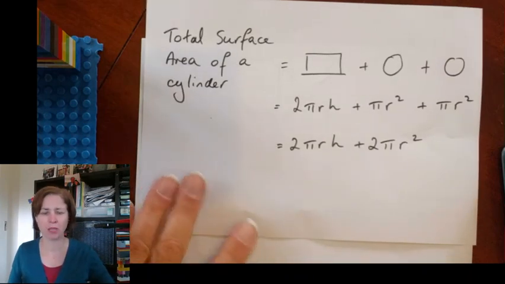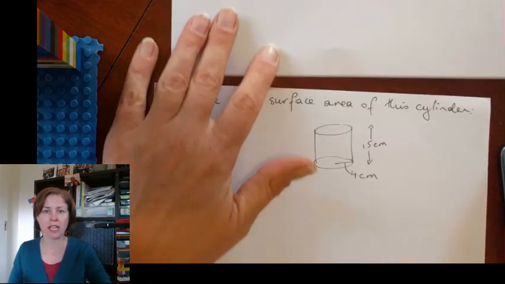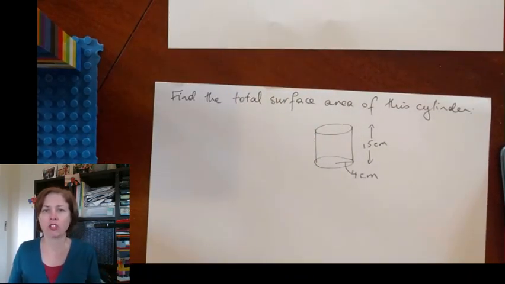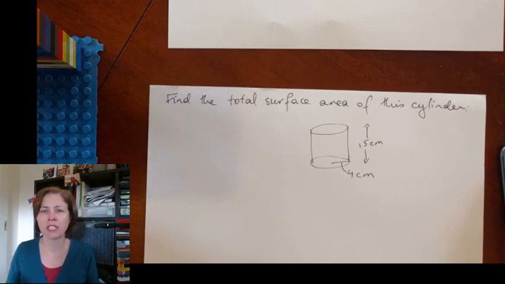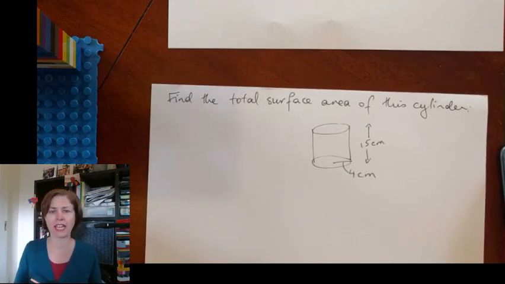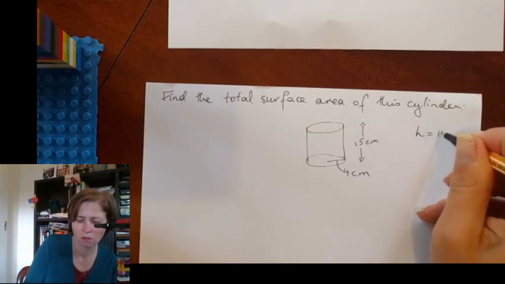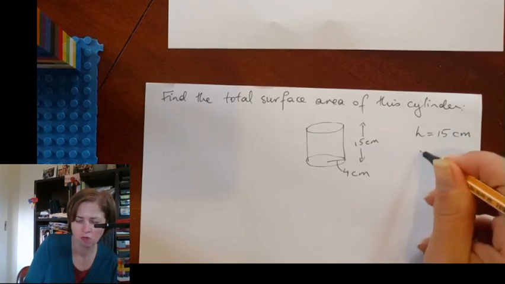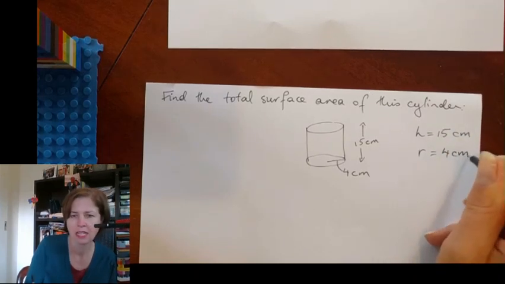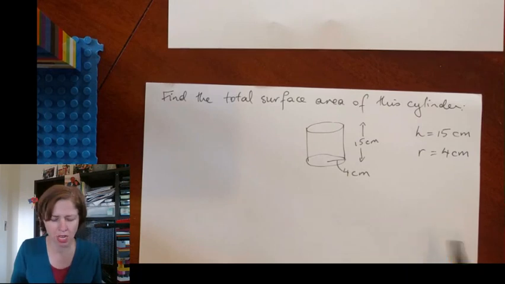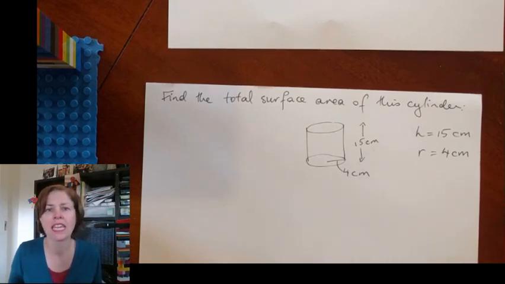My first example is a fairly straightforward one. Find the total surface area of this cylinder. I look at the cylinder, I can see the height and I can see the radius. So the first thing I will do is jot those bits of information down. The height equals 15 centimeters. The radius equals 4 centimeters. And before I go any further, I double check centimeters. Yes, I'm definitely dealing in just one kind of unit, so I don't need to convert anything.